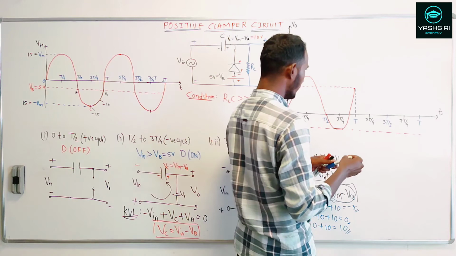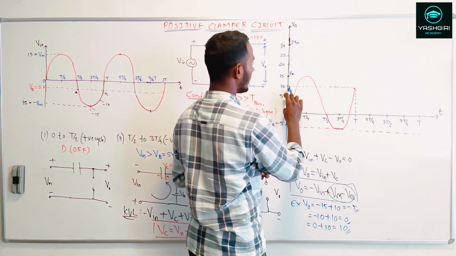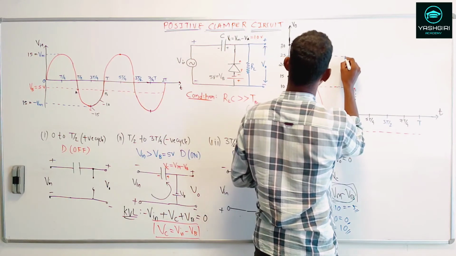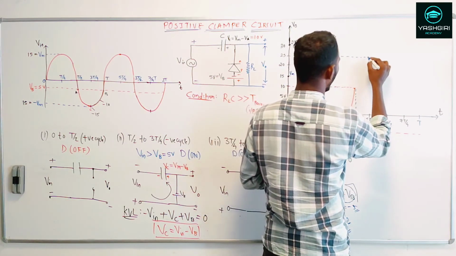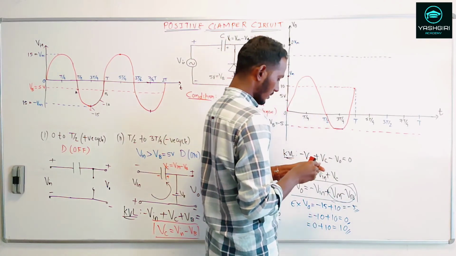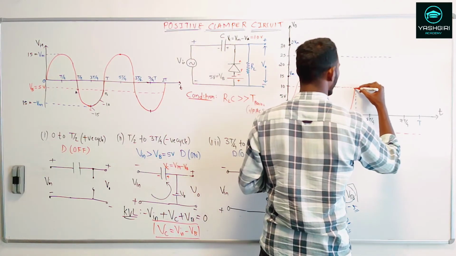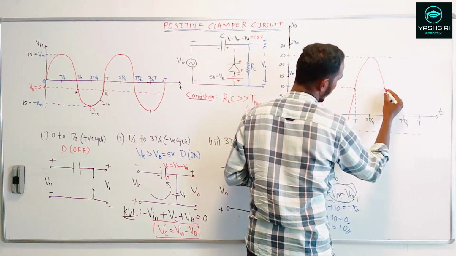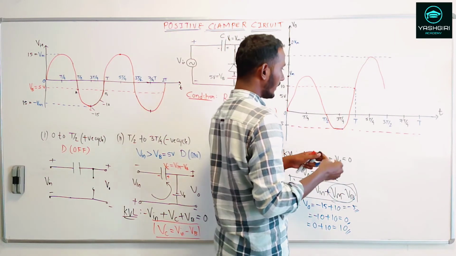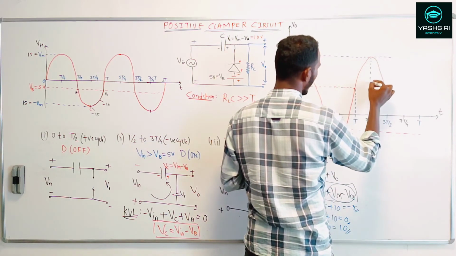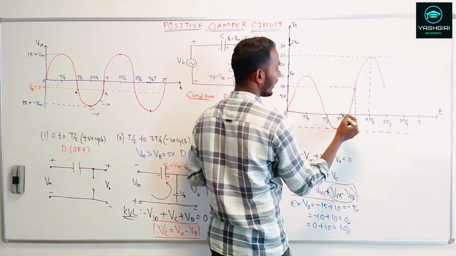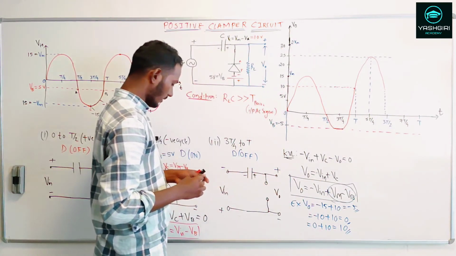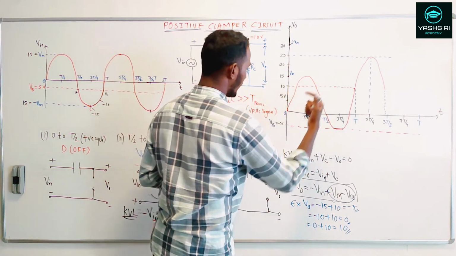Output follows the input. So again here, this is my 10 volts, and I have to add the 15 volts, so it will be 25 volts. So the output follows the input. This is the output waveform that you will trace. At pi t by 4, you will find that it comes to the maximum of 25 volts, and this is for 3T by 2.